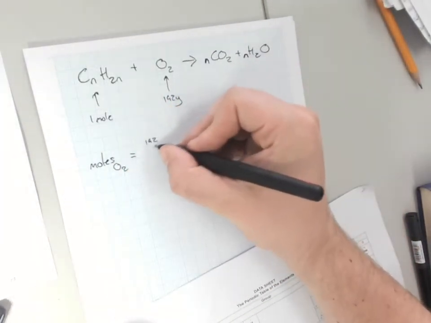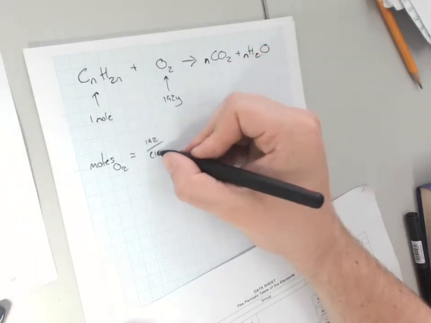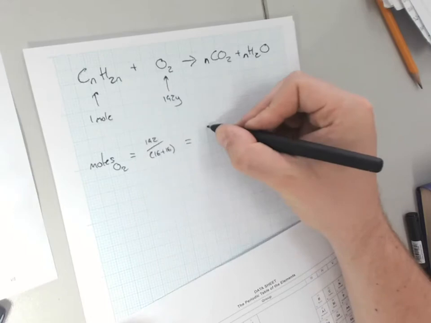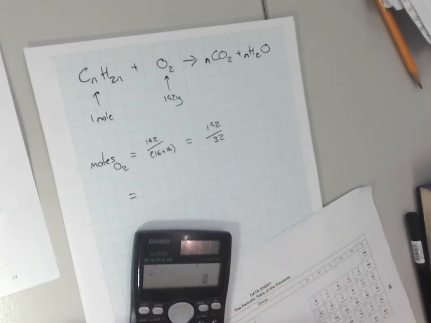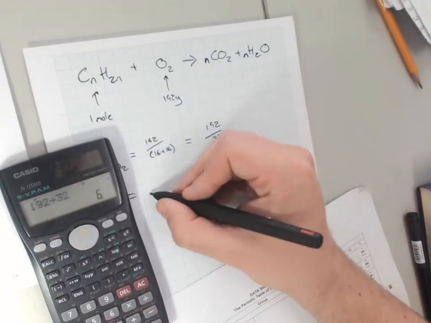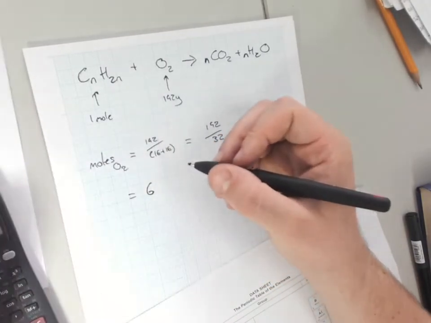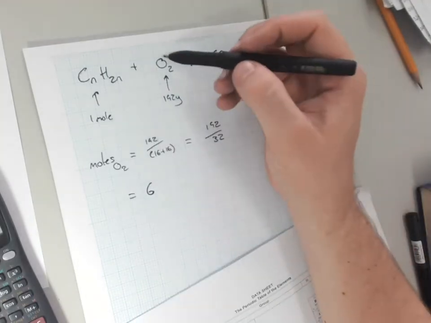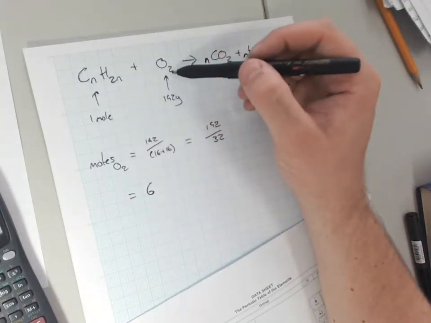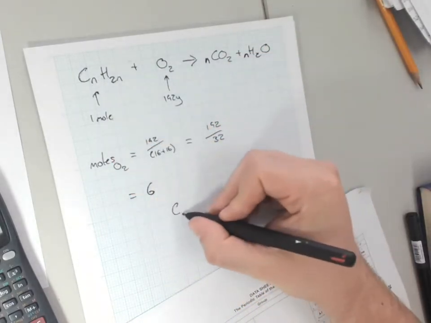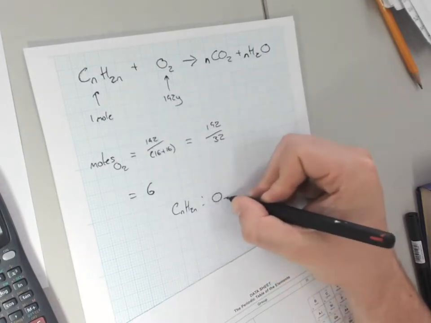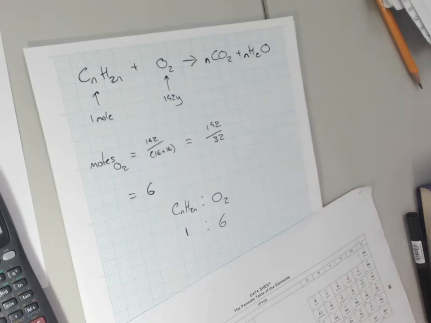So the moles of oxygen is 192 divided by the Mr of O2, which is 32. I'll find that it's 6 moles. Now, this is where the question comes in great: I know that I've got 1 mole of this, and it reacted with 6 moles of oxygen. So the ratio of CnH2n to O2 is going to be 1 to 6. And that gives me everything I need to balance the reaction.